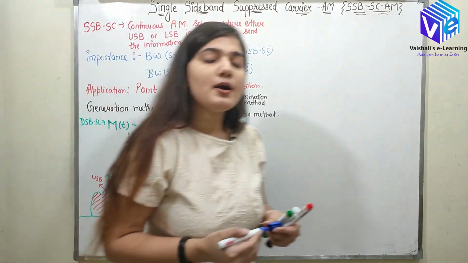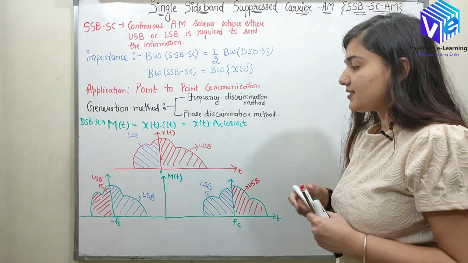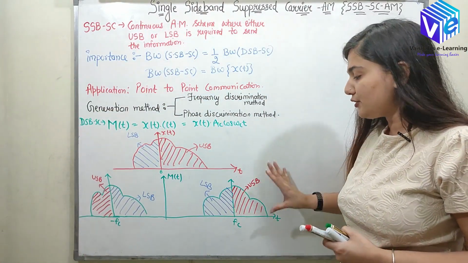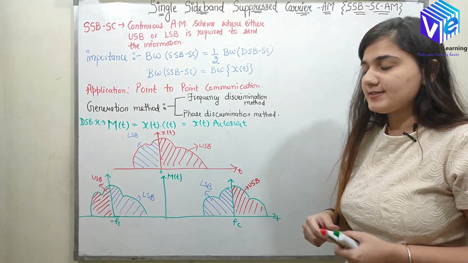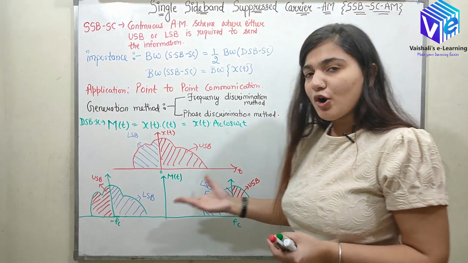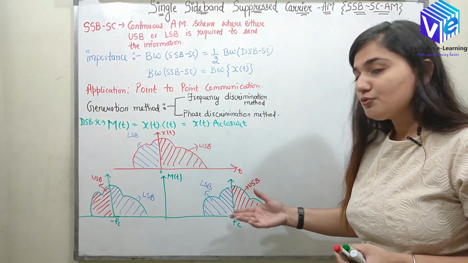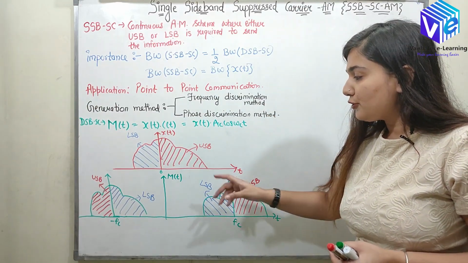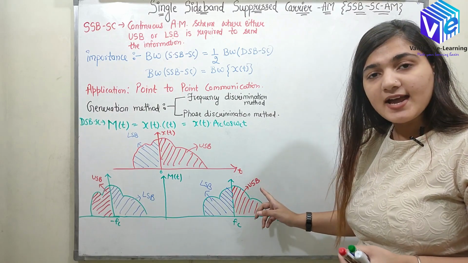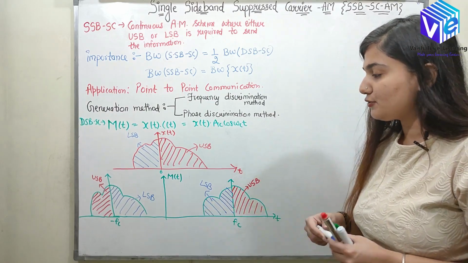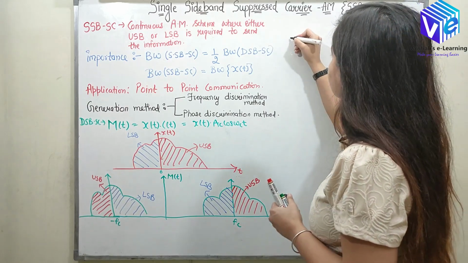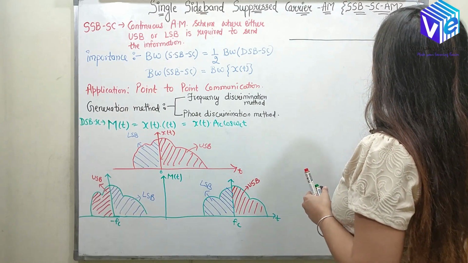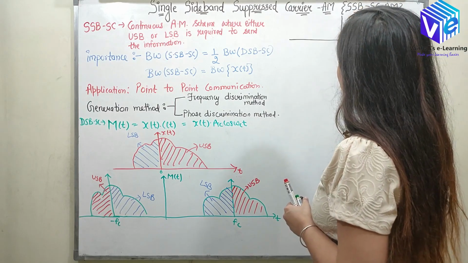So now how can I generate the single sideband suppressed carrier using this double sideband suppressed carrier modulated signal? After the modulation, I can use a band pass filter to transmit either the upper sideband or the lower sideband. So let's suppose I am using a band pass filter like this. So this is my time axis.